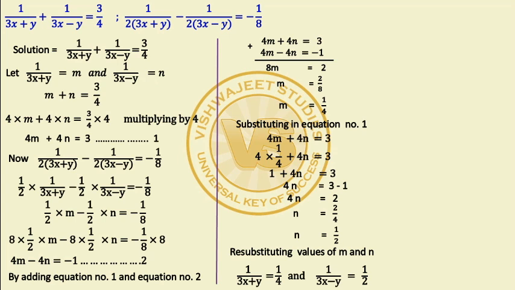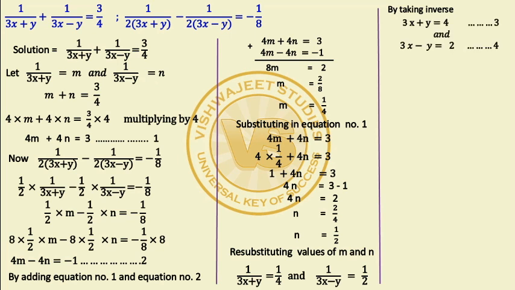To simplify it, take its inverse. So after taking the inverse, we get 3x plus y is equal to 4 as the third equation and 3x minus y is equal to 2, which is our fourth equation. If we observe equation number 3 and 4, the coefficients of x and y are the same, but y is positive in equation 3 and y is negative in equation number 4. After adding only, we can eliminate the variable y.